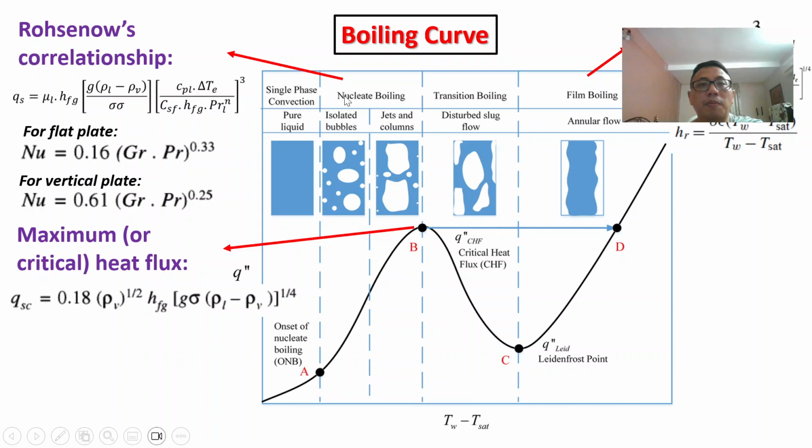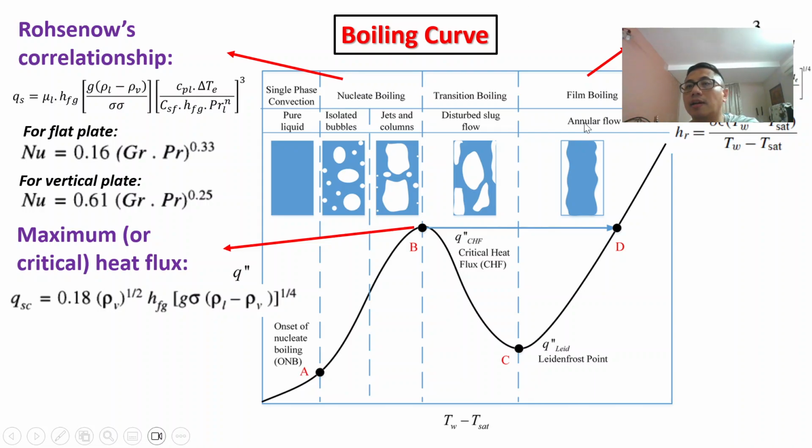For the nucleate boiling area, you can use this correlation, the Rohsenow correlation, as a general correlation in nucleate boiling. More specifically, if your heated surface is a flat plate, we can use the first correlation. For a vertical plate, we use the second equation. At the boiling peak, at the maximum heat flux, we use this equation. The heat transfer rate is equal to this.